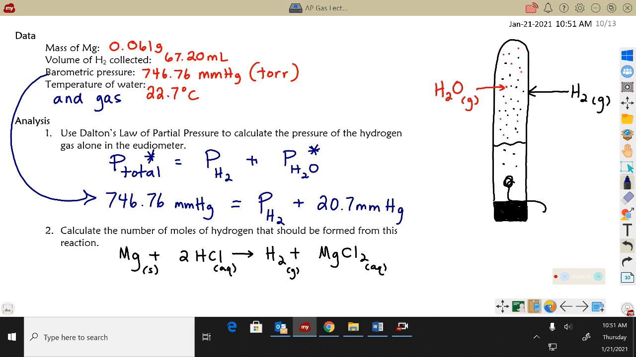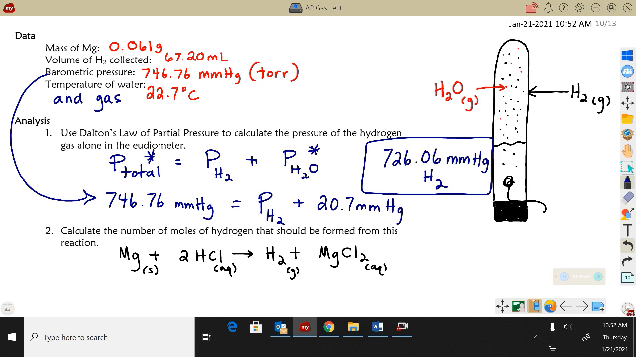So now it's easy, right? All I have to do is subtract. And so when I subtract, I'm looking at about 726.06 millimeters of mercury. And that would be the pressure of the hydrogen gas alone. You'll probably always need to do a calculation like this if you're dealing with lab data that involves collecting a gas by water displacement, where there's just going to be some water vapor mixed in with the gas you're intending to collect. And we want just the pressure of the hydrogen alone. It's an easy little calculation, just subtract off the water vapor pressure.